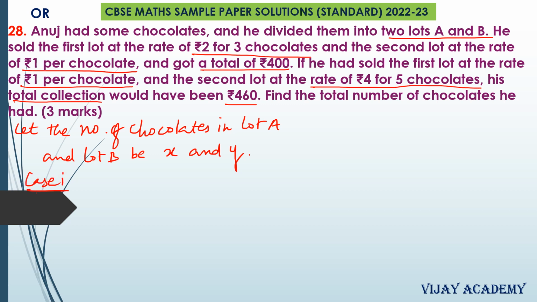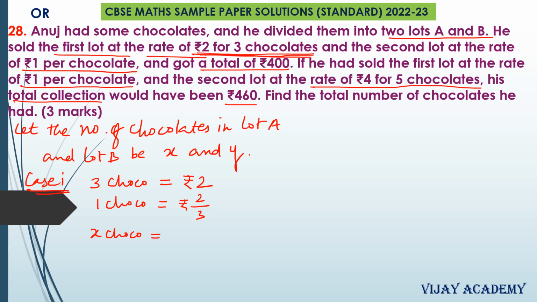In case 1, he sold the first lot at the rate of rupees 2 for 3 chocolates. So 3 chocolates cost rupees 2, then one chocolate will cost rupees 2 by 3. Therefore, x chocolates cost 2x by 3.